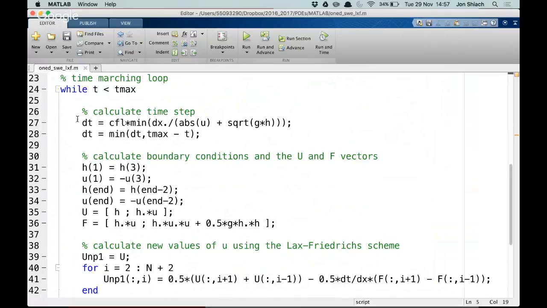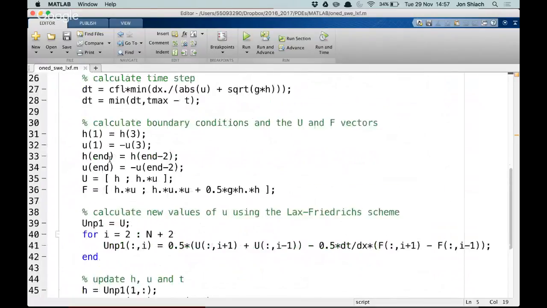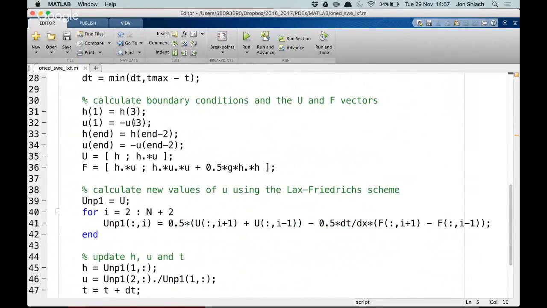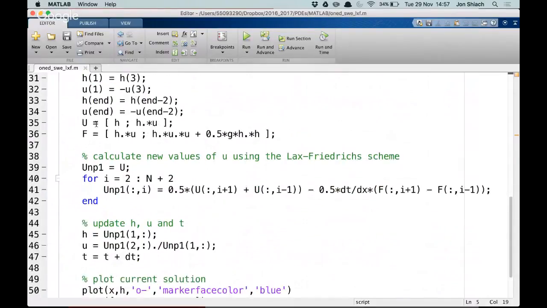Okay, what have I done here? Calculate boundary conditions. You can see here I've used reflective boundary conditions. So the height is the same, but the velocity is negated. And here I've calculated my u and f vectors. So u and f are 2 by 1. So the top value is h, and the second value is h times u. Notice it's dot times, because I want each individual element multiplied. Okay, f, same thing, h times u on the top, and then you've got the flux on the bottom.